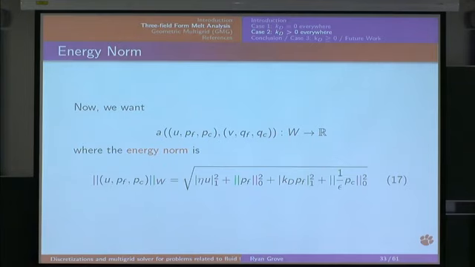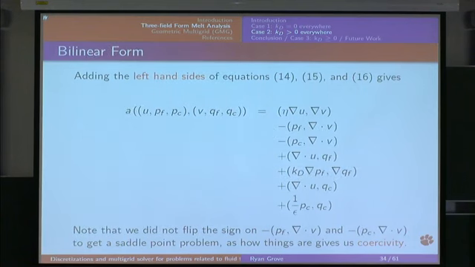All right, so this is the energy norm we're going to be using. Let's look at our bilinear form. We're just going to take all the left-hand sides of the equations I showed you, the new updated model for this case, and stick them all together. Important thing here, we do not flip the sign on these two terms. So we no longer have a saddle point problem. And this gives us coercivity. We don't need an inf-sup condition, all sorts of nice things.